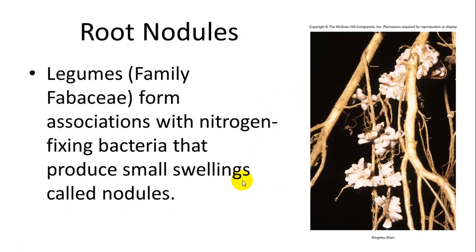Okay, you may also have root nodules, and this is specifically prevalent in the legumes or the family Fabaceae. This is your beans and other plants. What they have is these nodules form nitrogen-fixing relationships with nitrogen-fixing bacteria, and they produce small swellings called nodules. And so the nitrogen-fixing bacteria then are able to provide nitrogen for the plant, which is necessary for making of proteins.